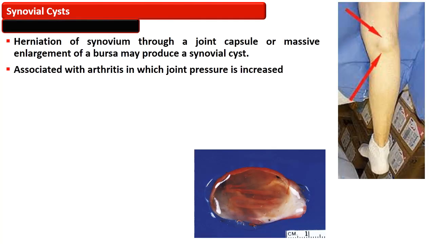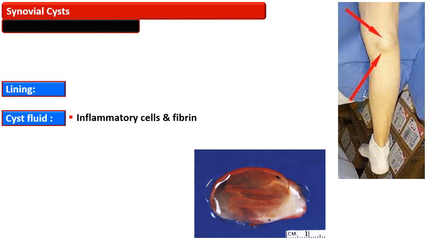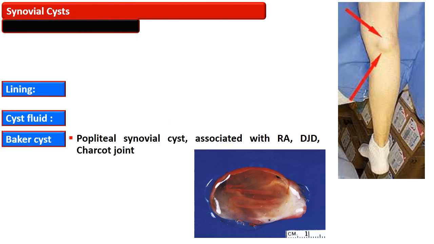The synovial cyst is the herniation of the synovium through a joint capsule, or massive enlargement of a bursa may produce a synovial cyst. It is associated with arthritis in which joint pressure is increased. These synovial cysts are lined by epithelium which resembles synovium, and both the cyst and the synovium may be hyperplastic. The cystic fluid is usually inflammatory cell and fibrin containing.